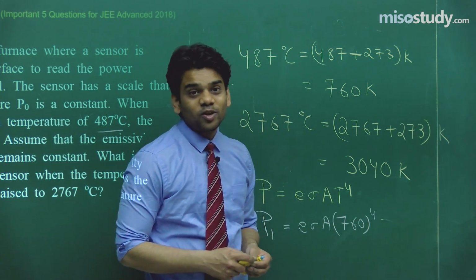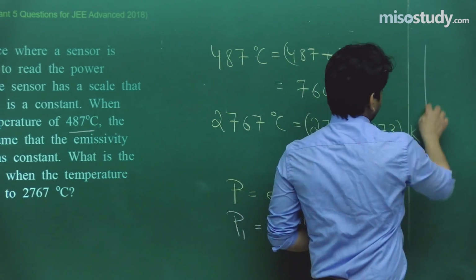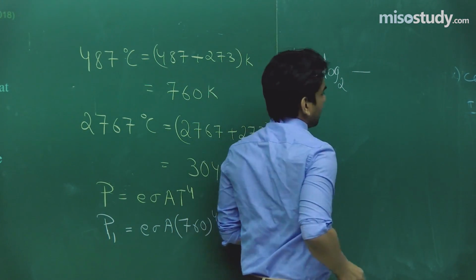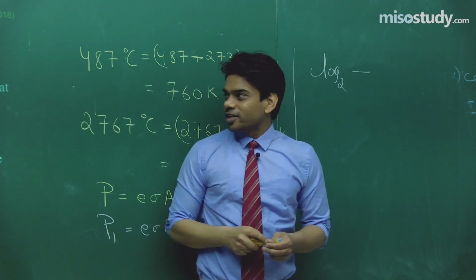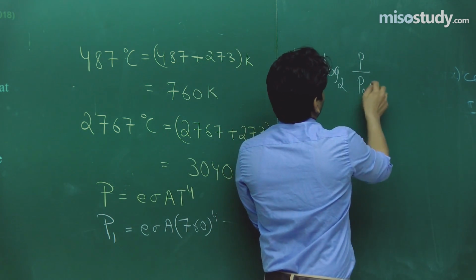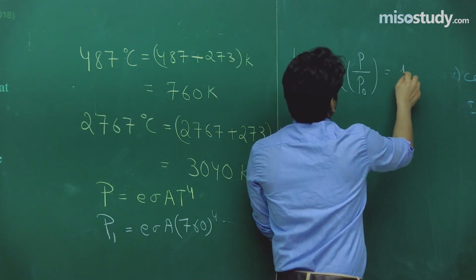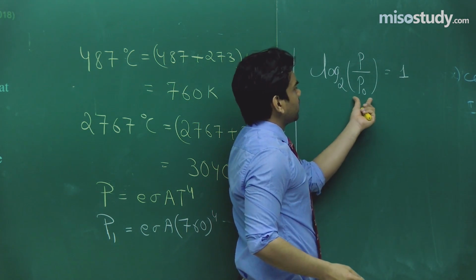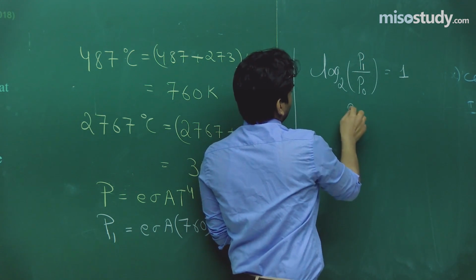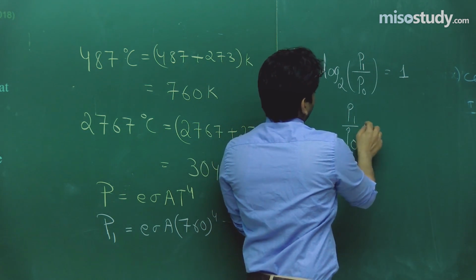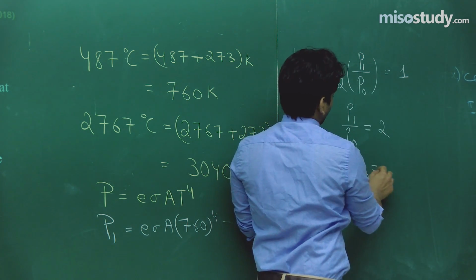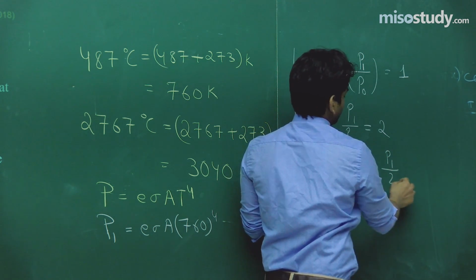It says the sensor shows a value 1. The sensor actually depicts what? Log base 2, and you can read in the question, it's given P by P naught. P naught is constant. P by P naught is equal to 1. From here we can easily make out that P1 by P naught will be equal to 2, or P naught is equal to P1 by 2.